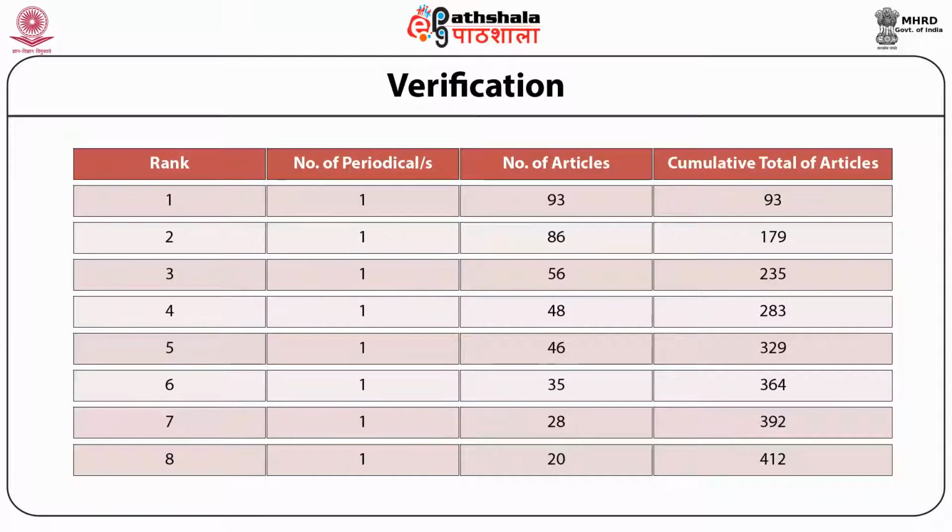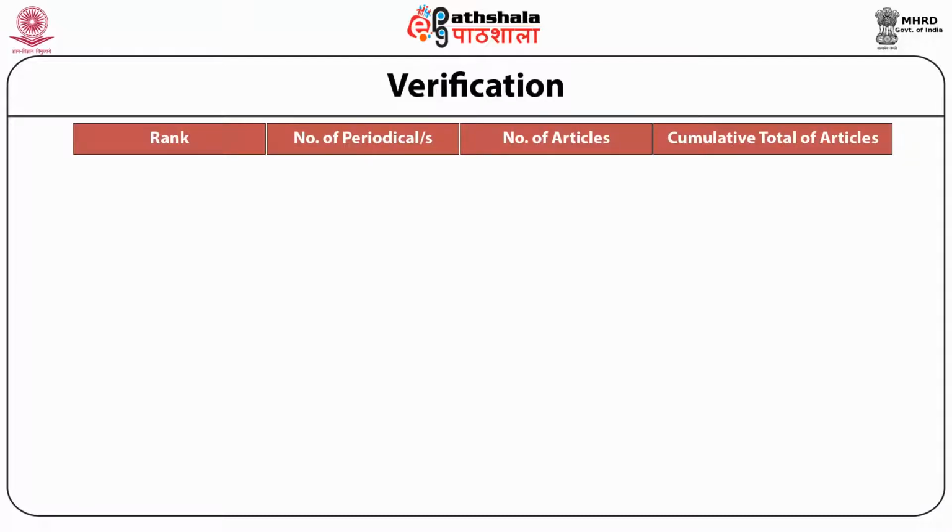Here we find in the first row, that is rank 1, number of periodicals 1, number of articles 93, cumulative total 93. In this way, when we come to the 8th rank, we find that there is 1 periodical and the number of articles is 20 and the cumulative total is 412. It is a continuation of table 1.